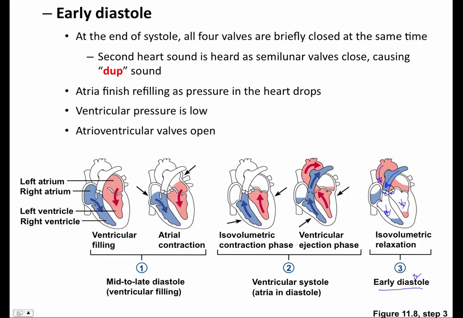Once that happens, we're going to close shut both of these semilunar valves, and that's going to give rise to our second heart sound, that dub. So lub-dub, lub-dub, lub-dub. The first lub is closure of your atrioventricular valves. The second sound, the dub, is the closure of the semilunar valves.